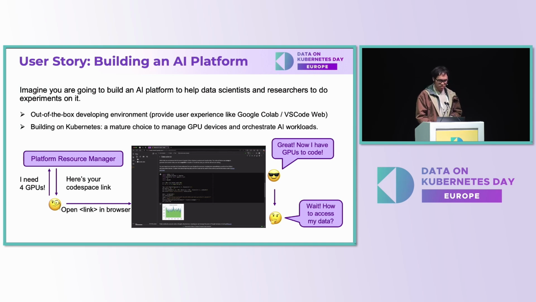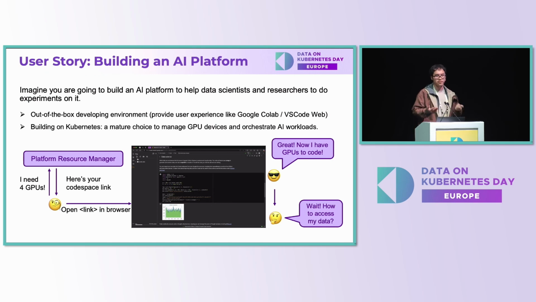Imagine you are a platform engineer and your job is to build an AI platform for your data scientists in your company. To give a best user experience, you may want the platform to provide out-of-box developing environment like a Google Colab or using some technology like VS Code Web. It's not an easy job, especially if you want the platform to be both user-friendly and resource-efficient. Kubernetes is a mature and great choice to manage computing devices like GPU devices. But the question is, that's just the computing part. What about the storage part?